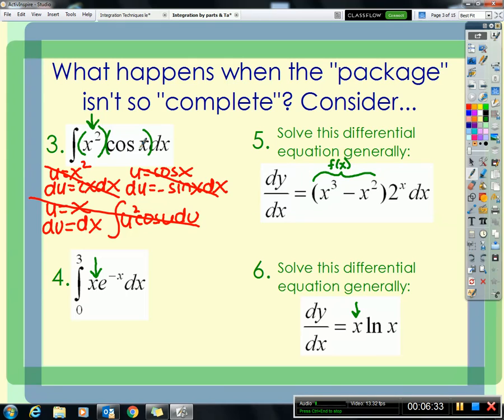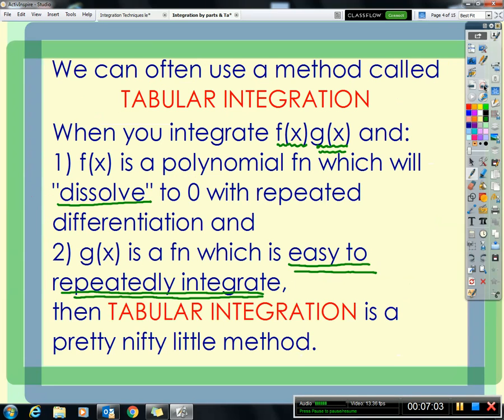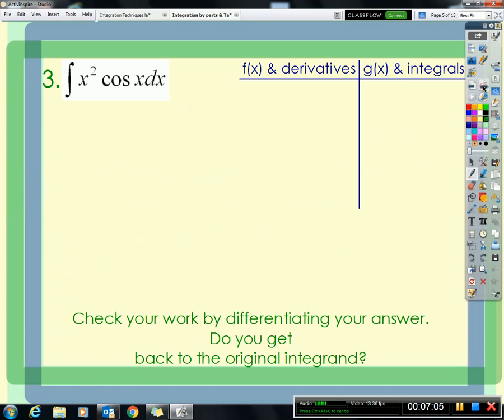On number 4, the g of x will be e to the negative x. Its antiderivative is negative e to the negative x. Its antiderivative is negative e to the negative x, which is back to positive e to the negative x. Of course, on 2 to the x, its antiderivative is 2 to the x over ln 2. Its antiderivative is 2 to the x over ln 2 over a new ln 2. And so you can go on and on and on. So let's take a look at your worksheet at this point, and let's see if you can figure out which ones are easy to use tabular integration.